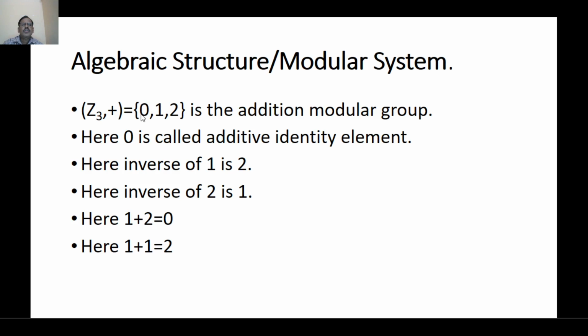So here 0 acts as the additive identity element. And the inverse of 1 is 2, because 1 plus 2 is 3, and 3 divided by 3 we get 0 as remainder. So 1 plus 2 is equal to 0. And the inverse of 1 is 2, the inverse of 2 is 1. Here 1 plus 2 is equal to 0, 1 plus 1 is equal to 2.